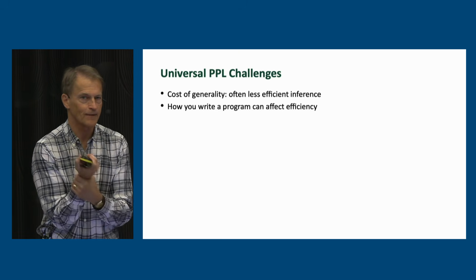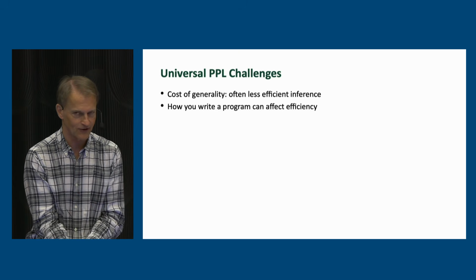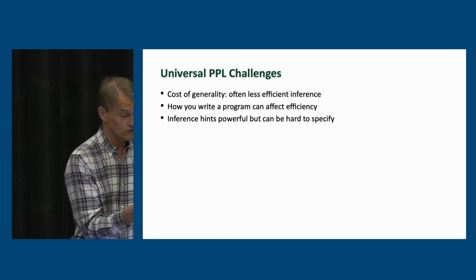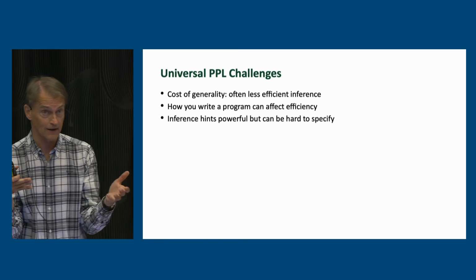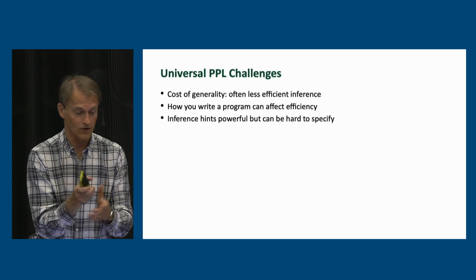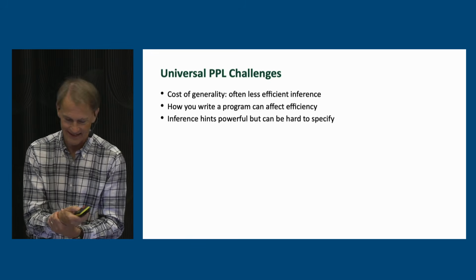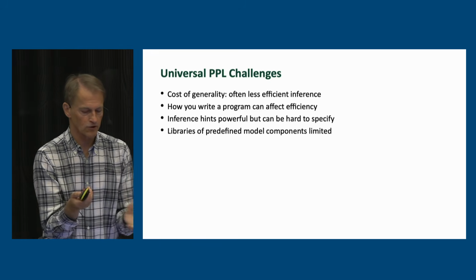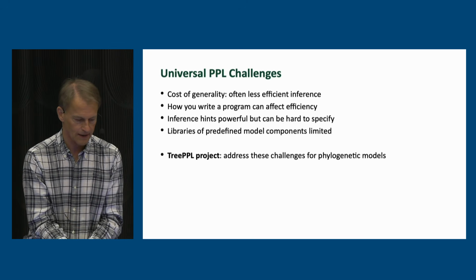How you write a program can affect the inference efficiency. So that's not very elegant, and you'd like to get away from that. You can ask the user to provide some inference hints, and because a probabilistic programming language is a powerful, Turing-complete programming language, you can do a lot, but then you also have to know a lot about what happens after that in the inference step. Then the library of predefined model components is limited, I guess, in most of these universal PPL languages.